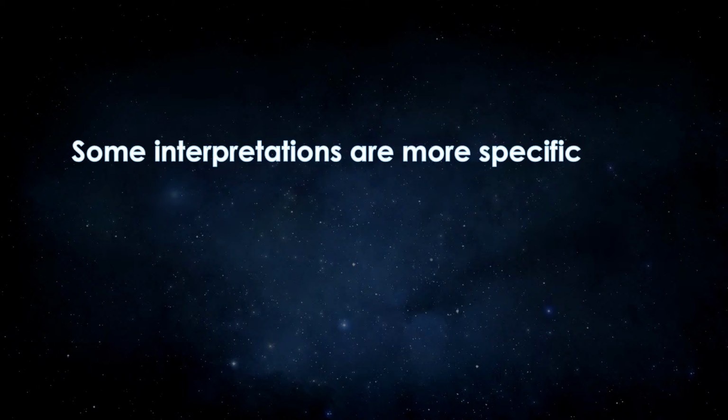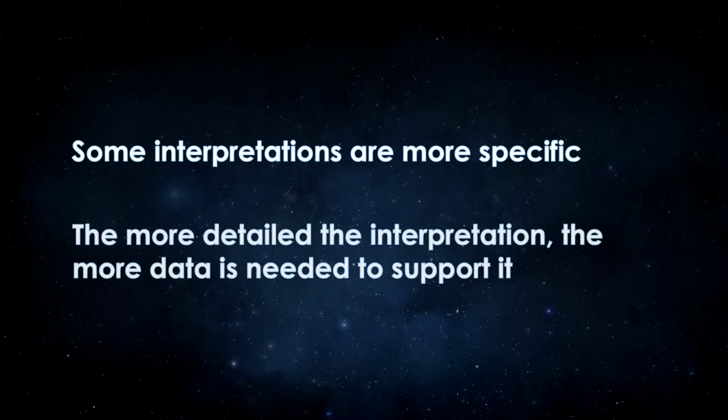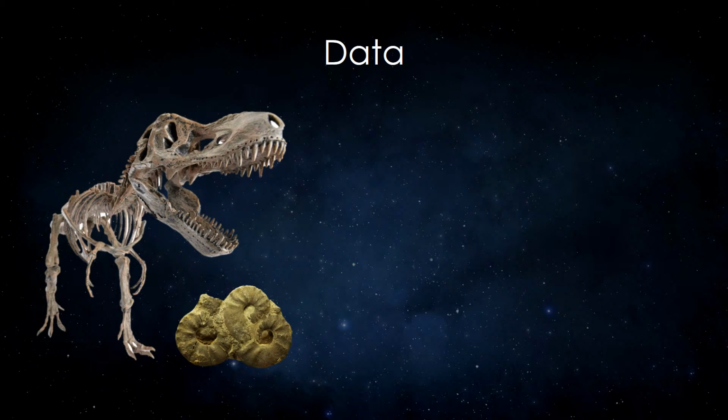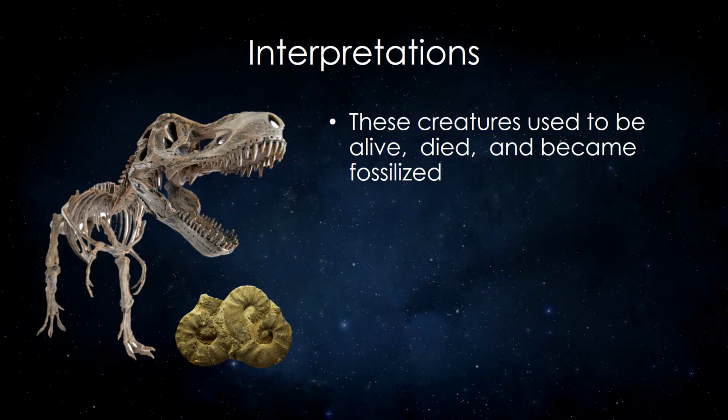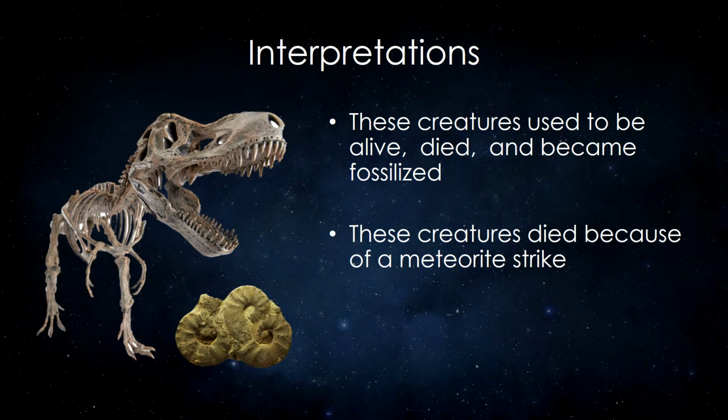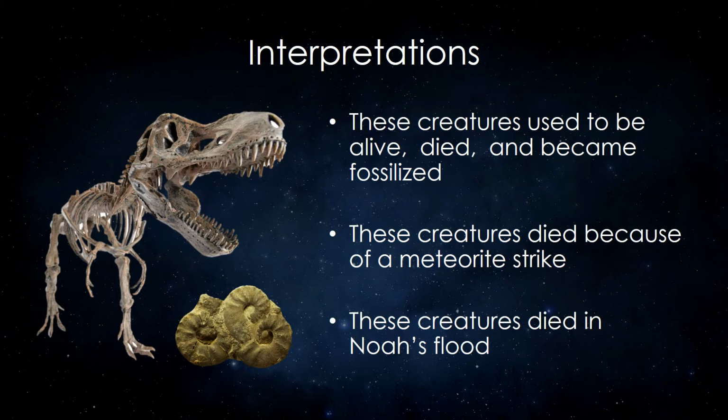Some interpretations are more specific than others. The more detailed an interpretation, the more data is needed to support it. Take these ammonite fossils or this T-Rex skeleton, for example. Their placement in the fossil record is data. A fairly simple interpretation of the data is that these creatures used to be alive, died, and became fossilized. A more specific claim would be that these creatures died because of a meteorite strike or because of Noah's flood. More data would be needed to support these more specific claims.